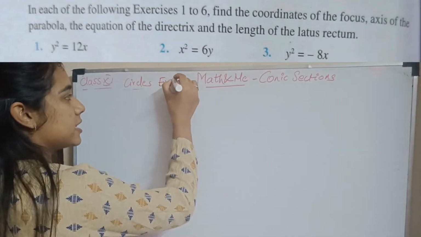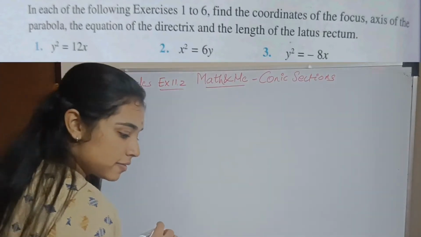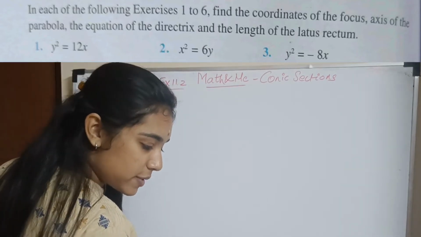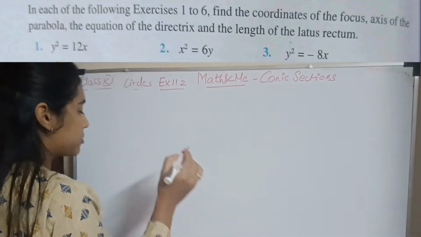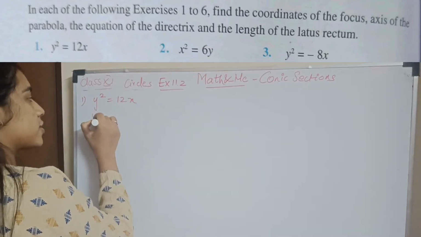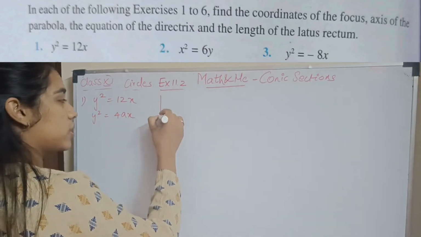On to exercise 11.2. Question number 1. Find the coordinates of the focus, axis of the parabola, equation of the directrix and length of the latus rectum. Okay. So first case, y square equals 12x. It is of the form y square equals 4ax. So how does your parabola look like?